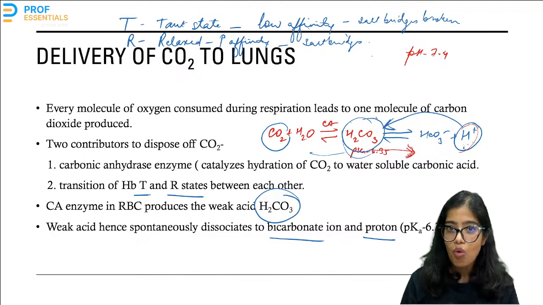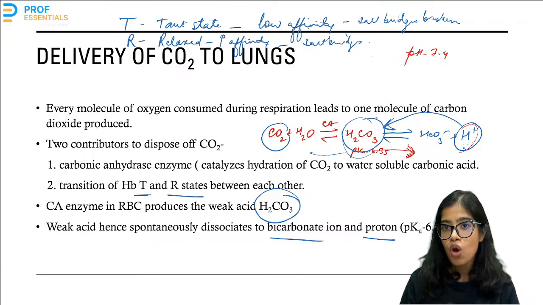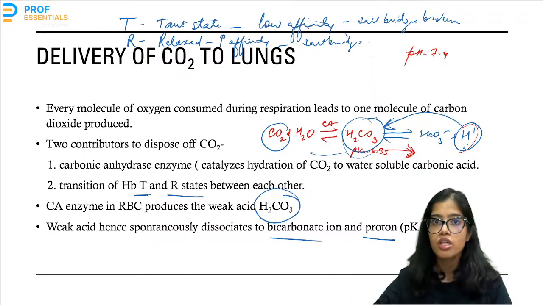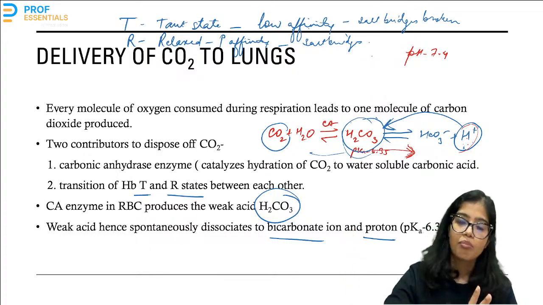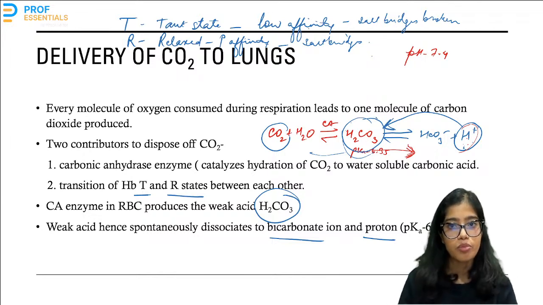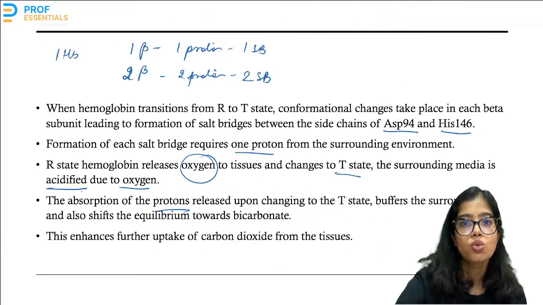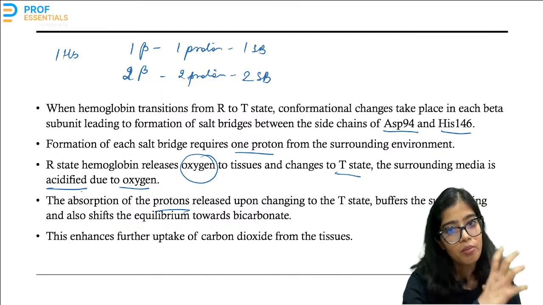So therefore, more carbon dioxide will be taken up. Okay, so if proton is absorbed, if H plus is getting reduced, what will happen? To maintain this equilibrium, this reaction will proceed towards H plus, so that more H plus gets produced. H plus is getting taken up, so this reaction will proceed towards H plus, so that more H plus is getting produced and more carbon dioxide will be taken up, and from the tissues, maximum carbon dioxide will be taken up in the blood.